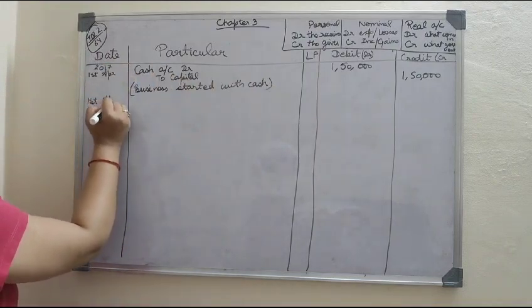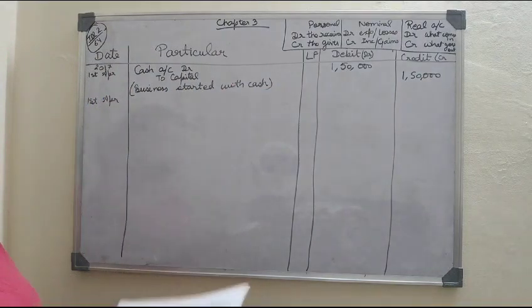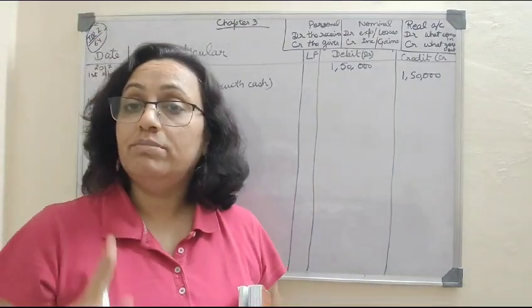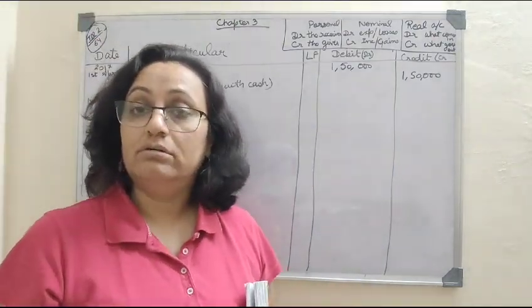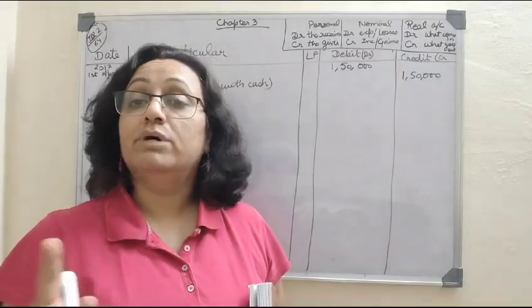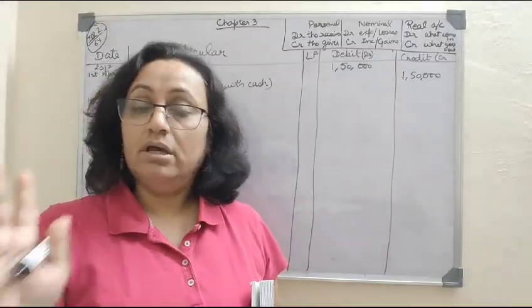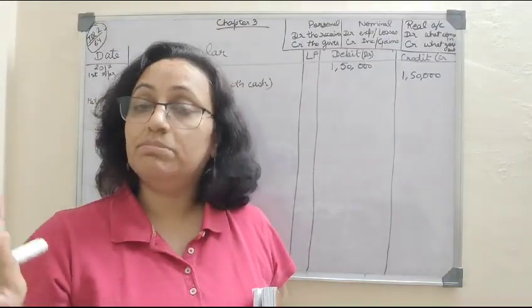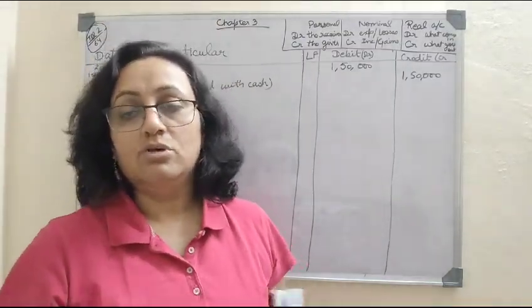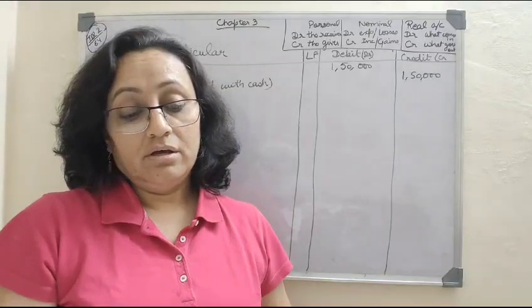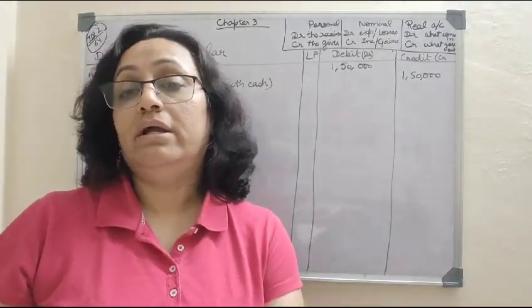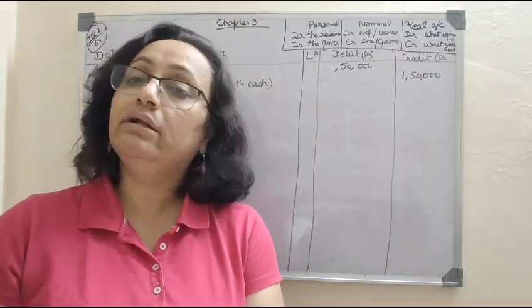1st April has more transactions. Goods purchased from Manisha. So one thing keep in mind, whenever the name of any person is mentioned, it is a credit purchase or sale, right? If the name of any debtor or creditor is not mentioned, it means it is a cash transaction. So over here it is written goods purchased from Manisha. It means we have not paid her cash. We have to pay it later.